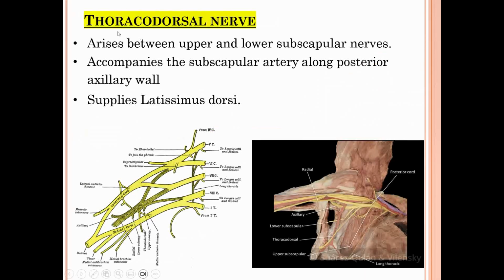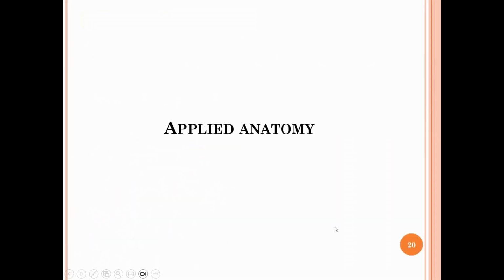Then there is the thoracodorsal nerve. It arises between the upper and lower subscapular nerves. It arises from the posterior cord. It accompanies the subscapular artery along the posterior axillary wall and it supplies the latissimus dorsi. So this is also known as the nerve to latissimus dorsi or thoracodorsal nerve. It accompanies the thoracodorsal artery. So here you can see it is arising here and accompanying the thoracodorsal artery.